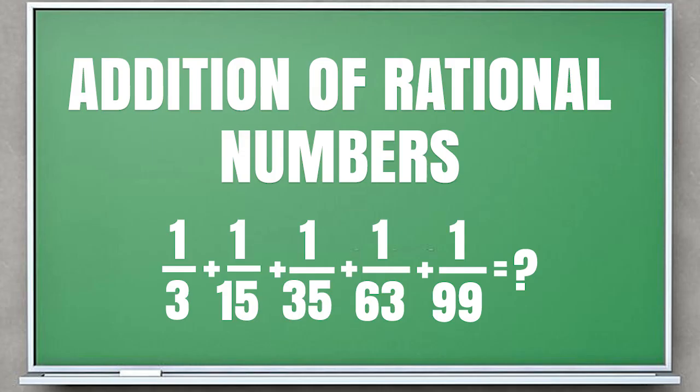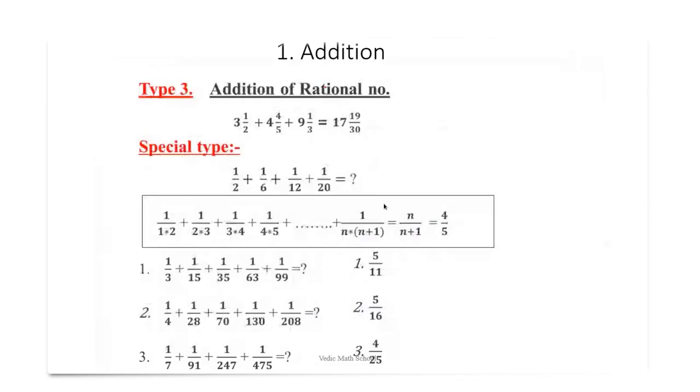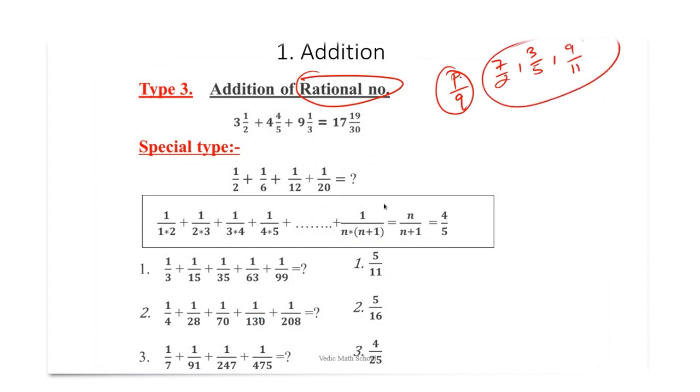So today we are going to discuss addition of rational numbers. Everybody is aware of rational numbers, right? If the number is in a p by q format, like 7 by 2, 3 by 5, 9 by 11, all these numbers are rational numbers.